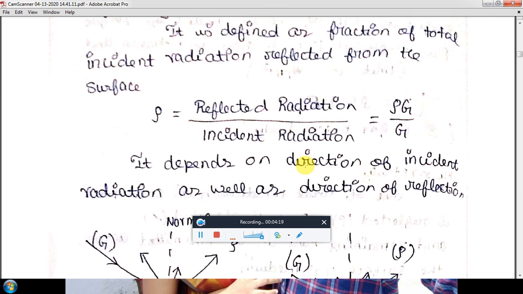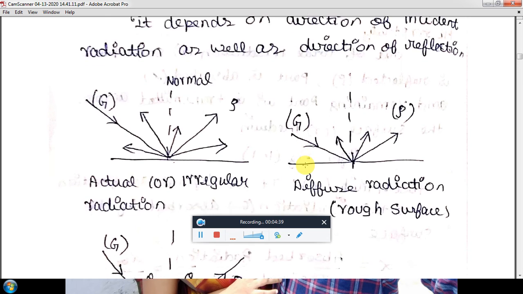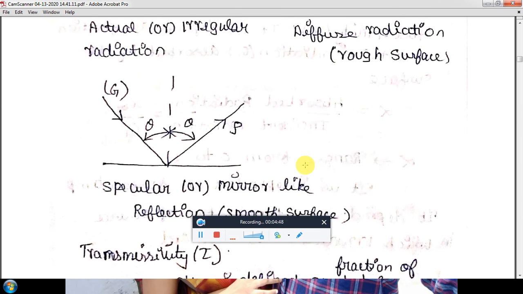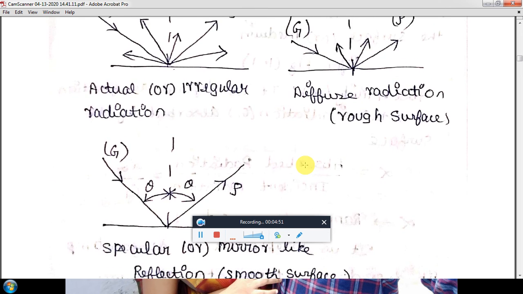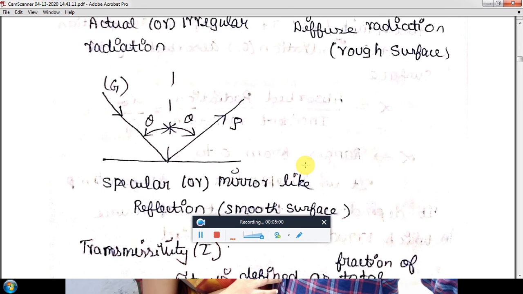Reflectivity depends on the direction of incident radiation as well as the direction of reflection. It depends upon the incident angle and the surface angle. Reflection is classified into irregular reflection, diffuse reflection, and specular or mirror-like reflection.